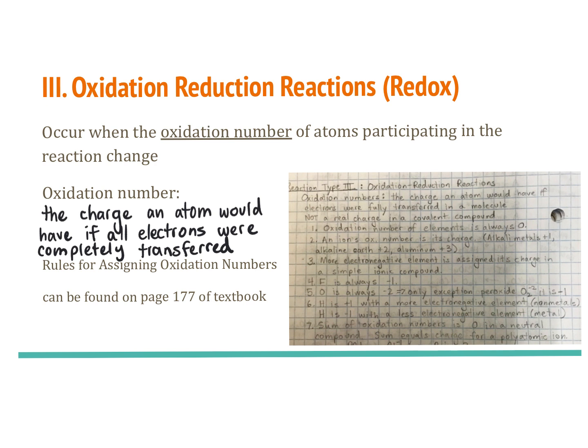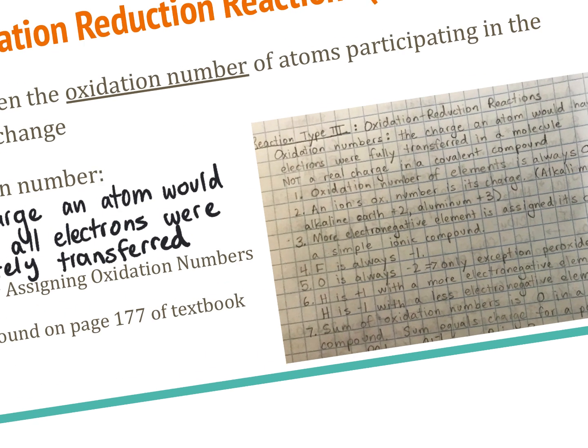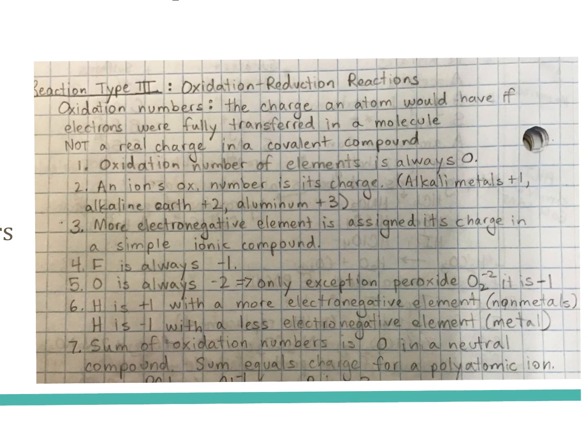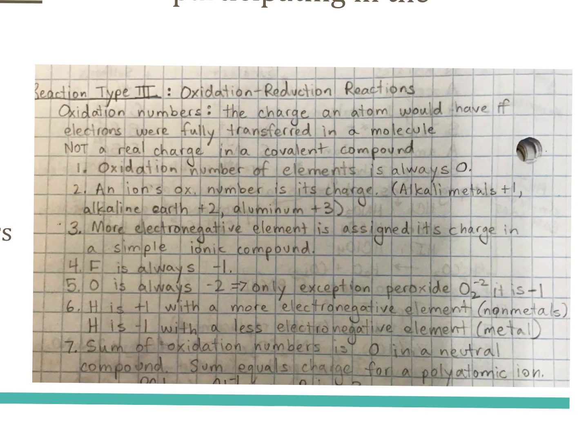So there's a series of rules for assigning oxidation numbers. It can be found on page 177 of your textbook, or it is right here on my slide. Rather than me sitting here and reading it to you, I would recommend that you pause the video and write down these oxidation-reduction rules so that you can reference them as we go through some examples. I'll be referring back to them throughout this video.